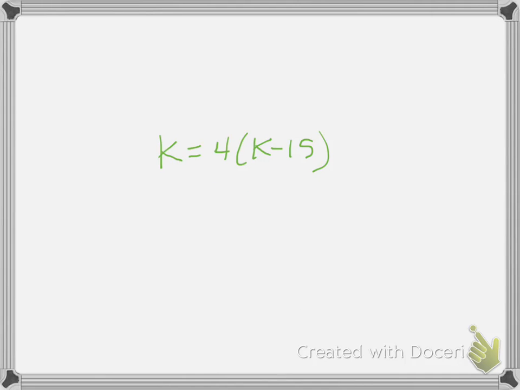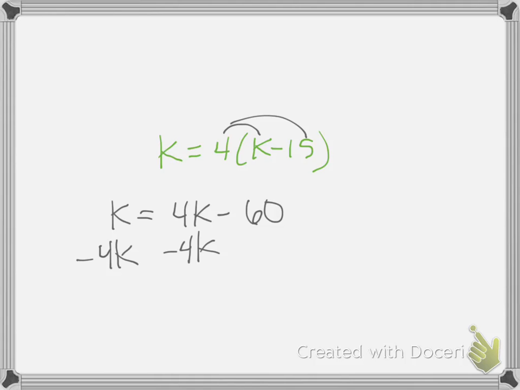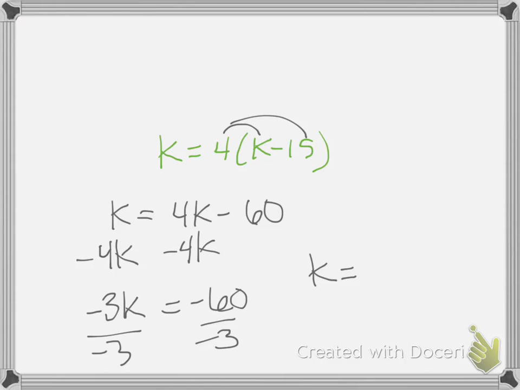Okay, so I need to distribute first. So I have k is equal to 4k minus 60. We need our k's on one side, so if I subtract 4k, this is 1k minus 4k, so I should get negative 3k. Divide both sides by negative 3 because we're trying to get k by itself. So k should equal a positive 20.